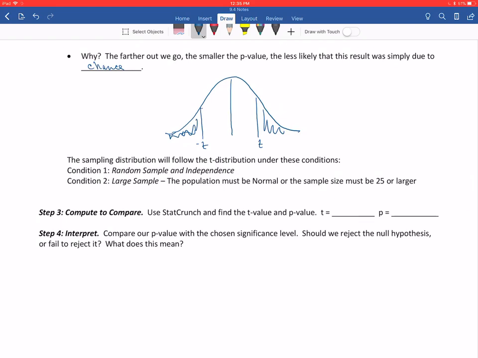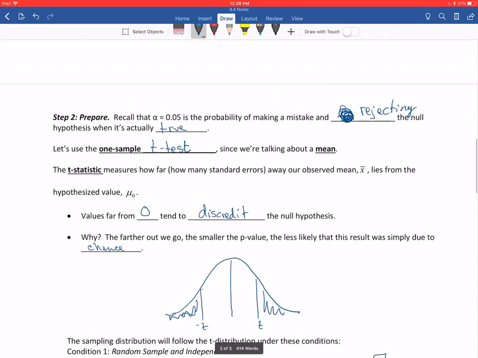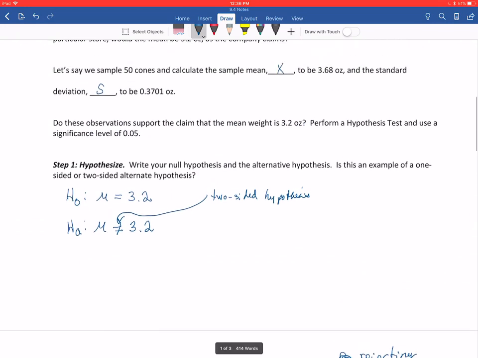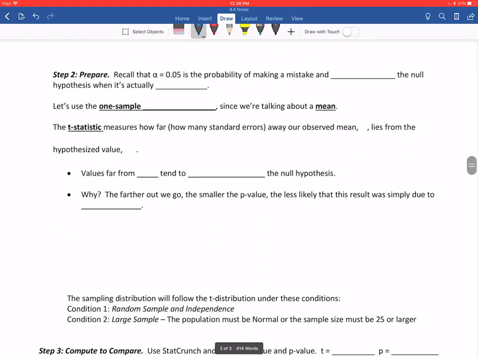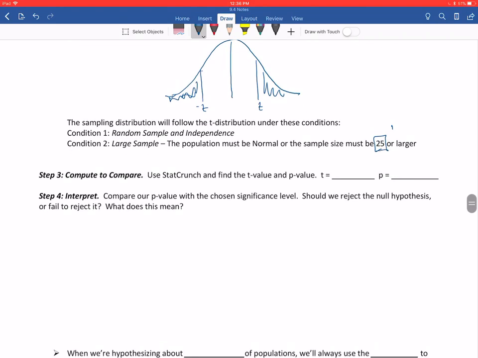Okay, so the conditions that we have to make sure we hit are a random sample with independence and a large sample. Again, the one we normally use is 25 or larger that we have to check off for our sample size. Then we are going to compute and compare. Oh, wait, so we need to make sure: did we hit the 25 or larger? How many cones did they sample? Let's go back. They sampled 50 cones. So we are good to go. We can check this off, yes, because 50 is greater than 25.